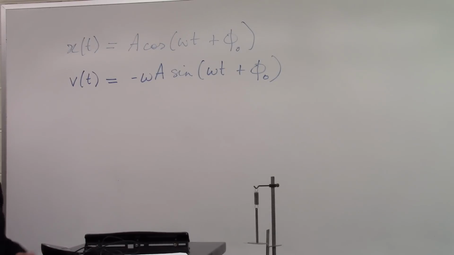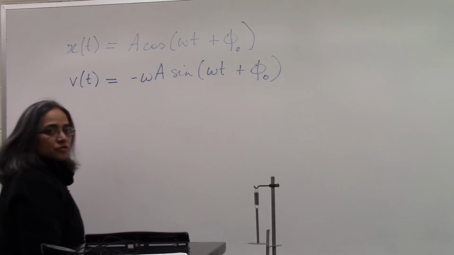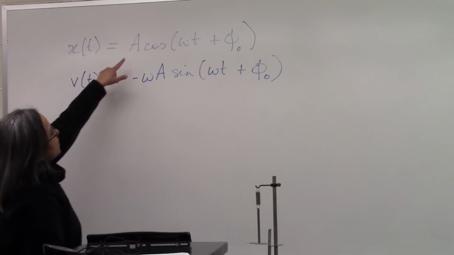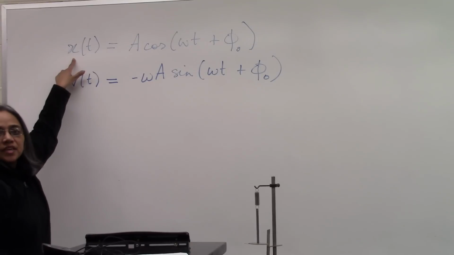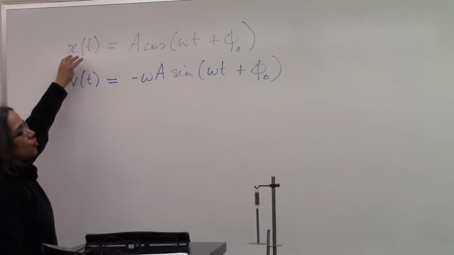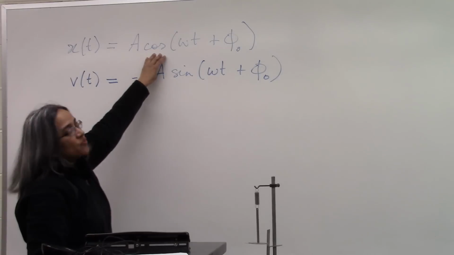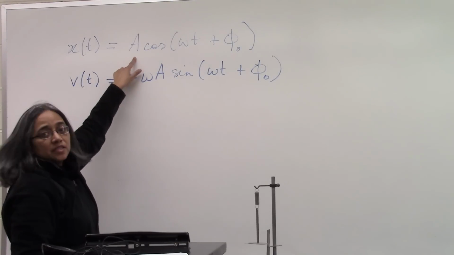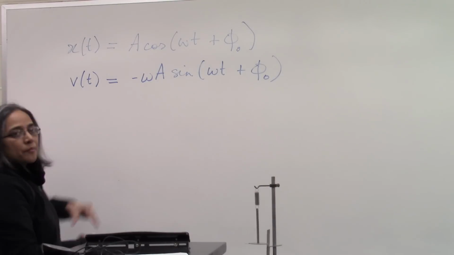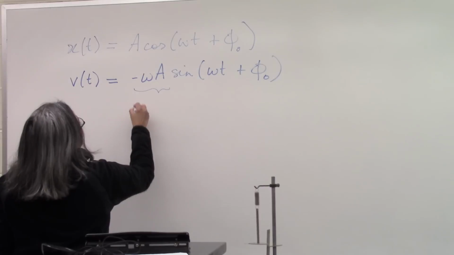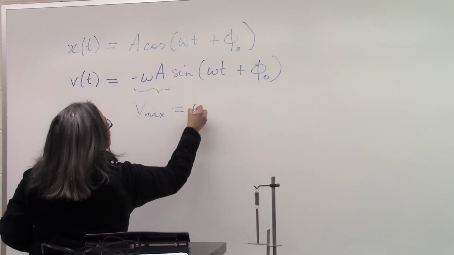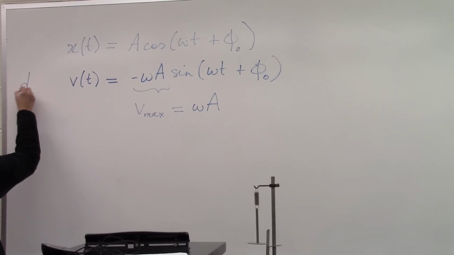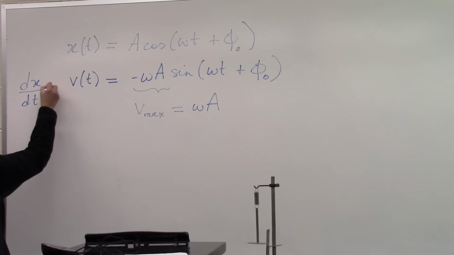The expression for the velocity is what we've written down here using the chain rule. And what that's telling us is that just as A here is the maximum value x can have, so remember, if we want to know what x max is, then the maximum value cosines and sines can have is 1, and therefore the maximum value of x is A. Similarly, this tells us that the maximum value of v is omega times the amplitude. Now, where did this come from? It came from the fact that v is nothing but dx by dt.